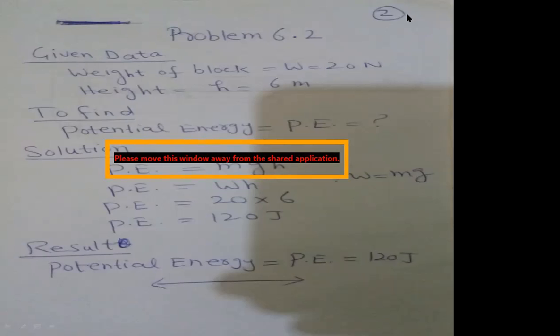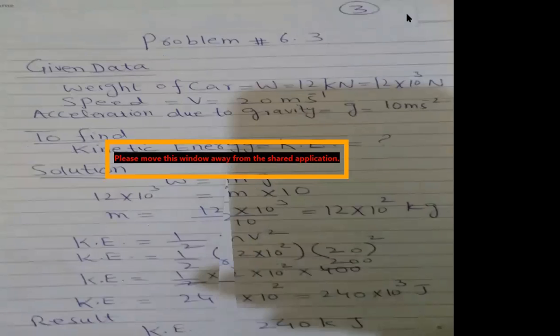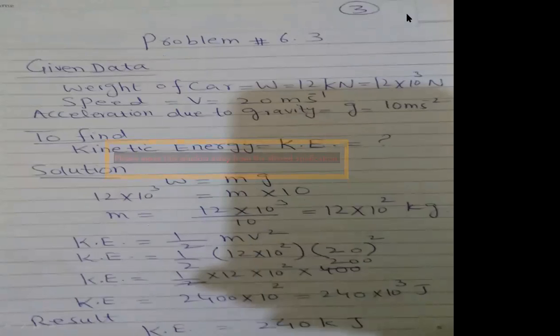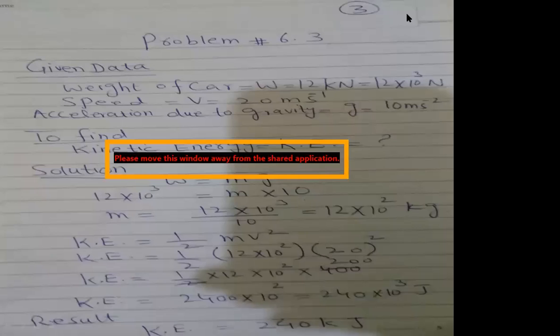Now I move towards the next numerical, which is 6.3. I read the statement for the 6.3 numerical. A car weighing 12 kilonewton has a speed of 20 meter per second. Find its kinetic energy. I repeat, a car weighing 12 kilonewton has a speed of 20 meter per second. Find its kinetic energy. I write the given data first.